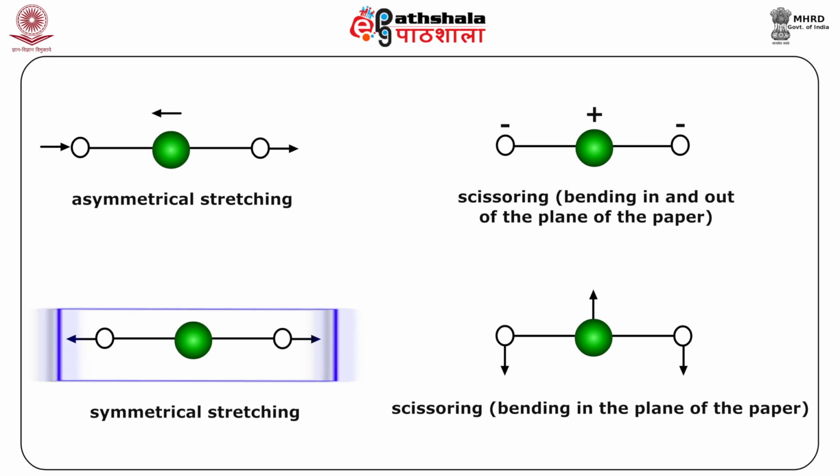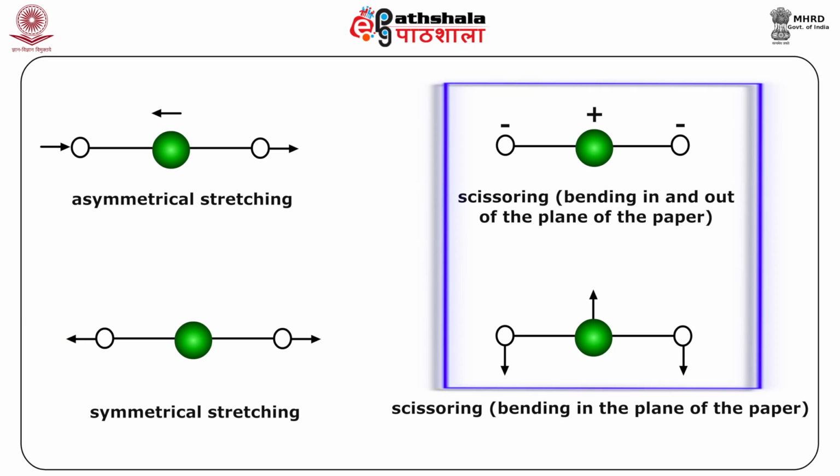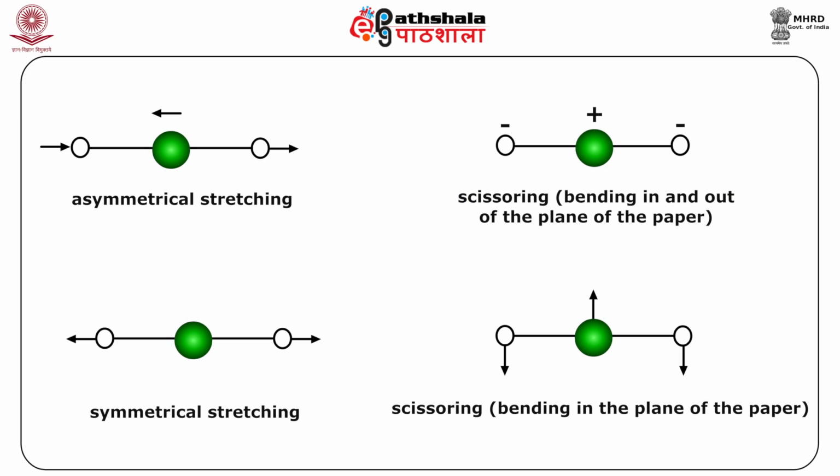The symmetrical stretching of CO2 is inactive in the IR, as discussed before, because the vibration produces no change in the dipole moment of the molecule. The two scissoring or bending vibrations are equivalent and therefore have the same frequency. They are degenerate at 666 centimeter inverse. The asymmetrical stretch of carbon dioxide gives a strong band in the IR at 2350 centimeter inverse. This can be clearly shown in the figure.